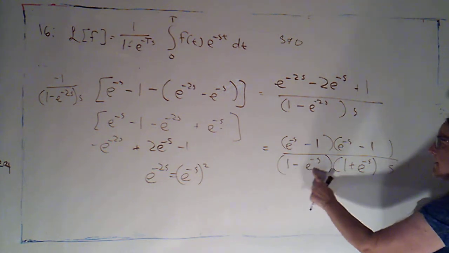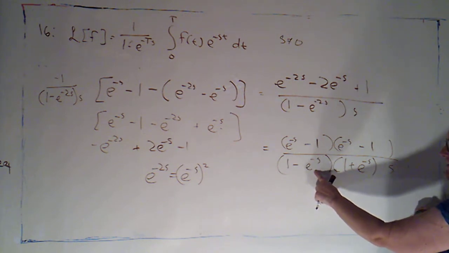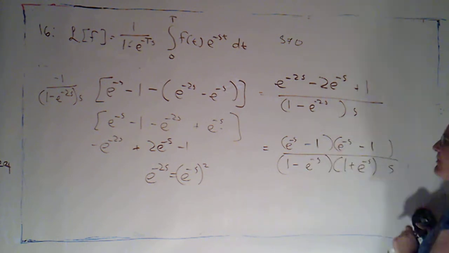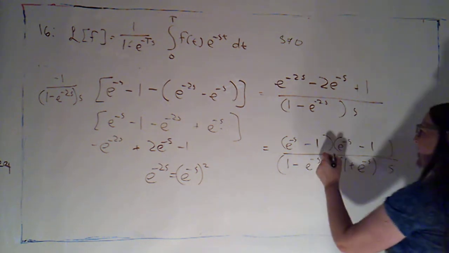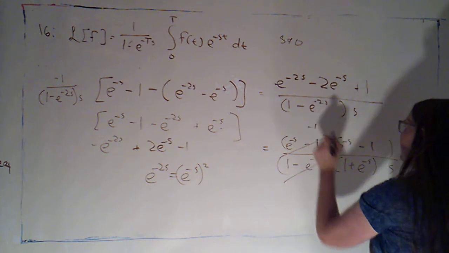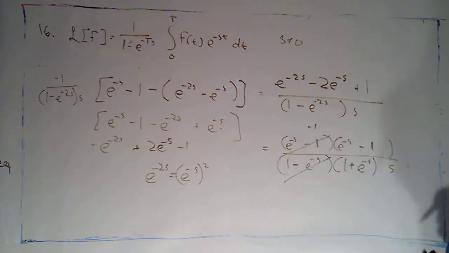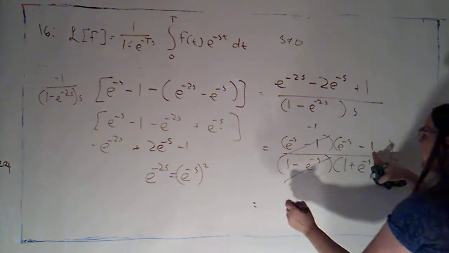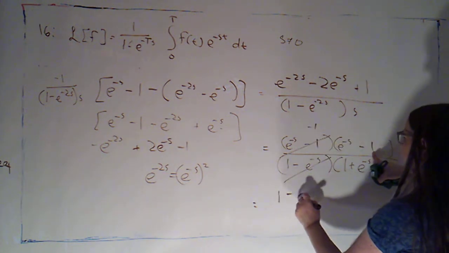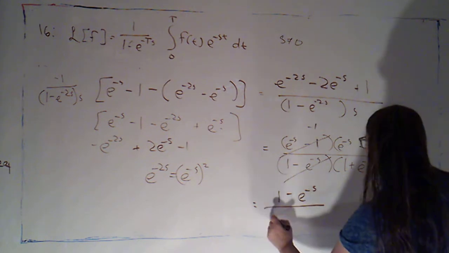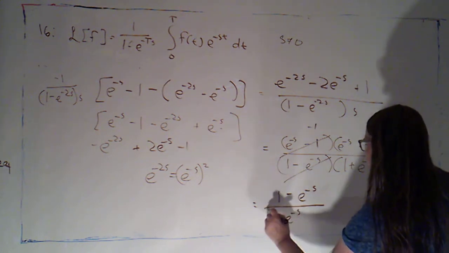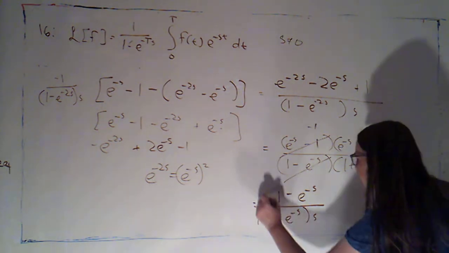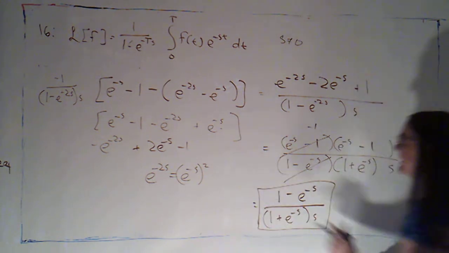Now, this 1 minus e to the negative s is exactly the opposite of e to the negative s minus 1. So if I cancel, that's just going to leave me with a negative sign there. And I can just distribute this. When I distribute the negative 1, that makes this 1 on top positive minus e to the negative s over 1 plus e to the negative s times s. And I believe that's the version of the answer that's given in the back of your book.